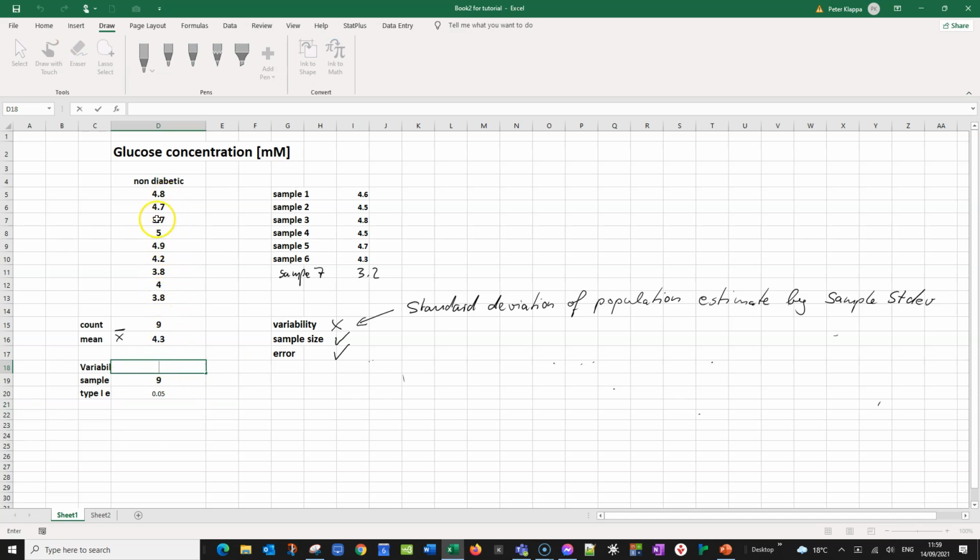And now we need to calculate the variability, that's the standard deviation, based on this sample here. So we can do that in Excel, and we put in standard deviation, and we see here the standard deviation S. This means we use the sample to estimate the population. We click on that, left mouse click, drag down the data, and we get a standard deviation of 0.52.